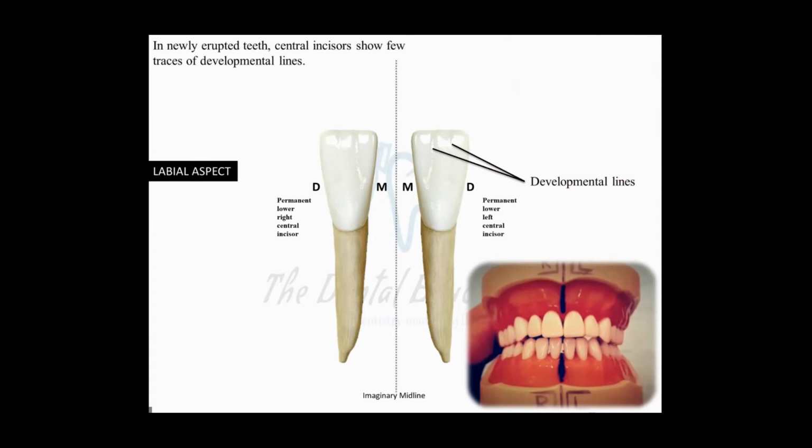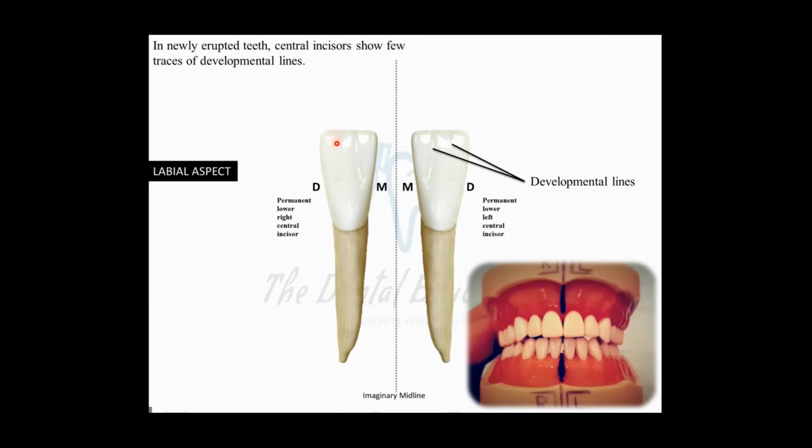Now if you further identify some features on the labial aspect of the mandibular central incisor, you can see here we have some developmental lines which can be easily identified on the labial aspect of both of the mandibular central incisors. So you can easily identify that we have two developmental lines present on the labial aspect of the mandibular central incisor. Basically it divides the tooth into three parts, 1, 2 and 3. So we can call these parts lobes as well.